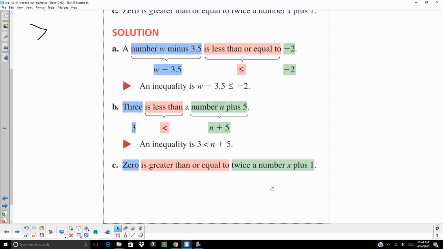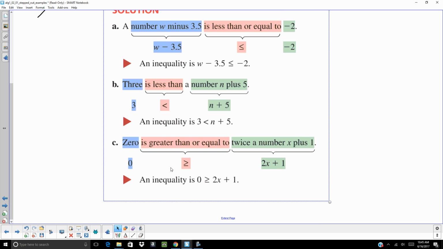And on C, 0 is greater than or equal to twice a number plus x. So we're going to have 0, a greater than or equal to, and then twice a number plus x would just be 2x plus 1. And there is our inequality.